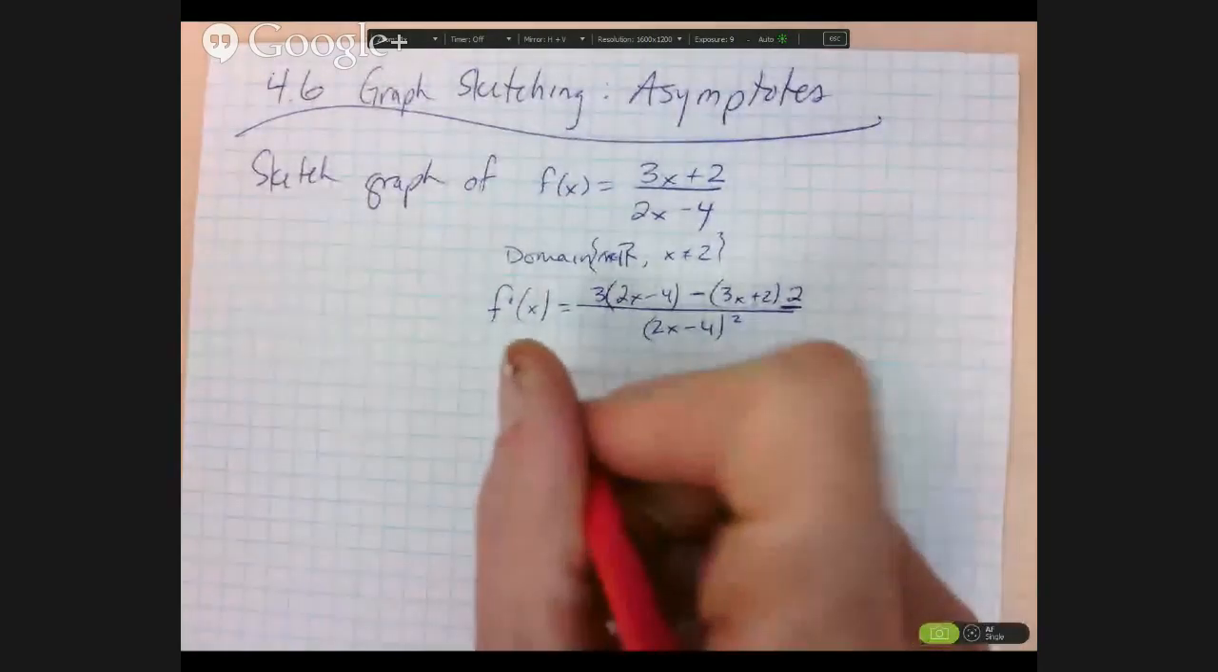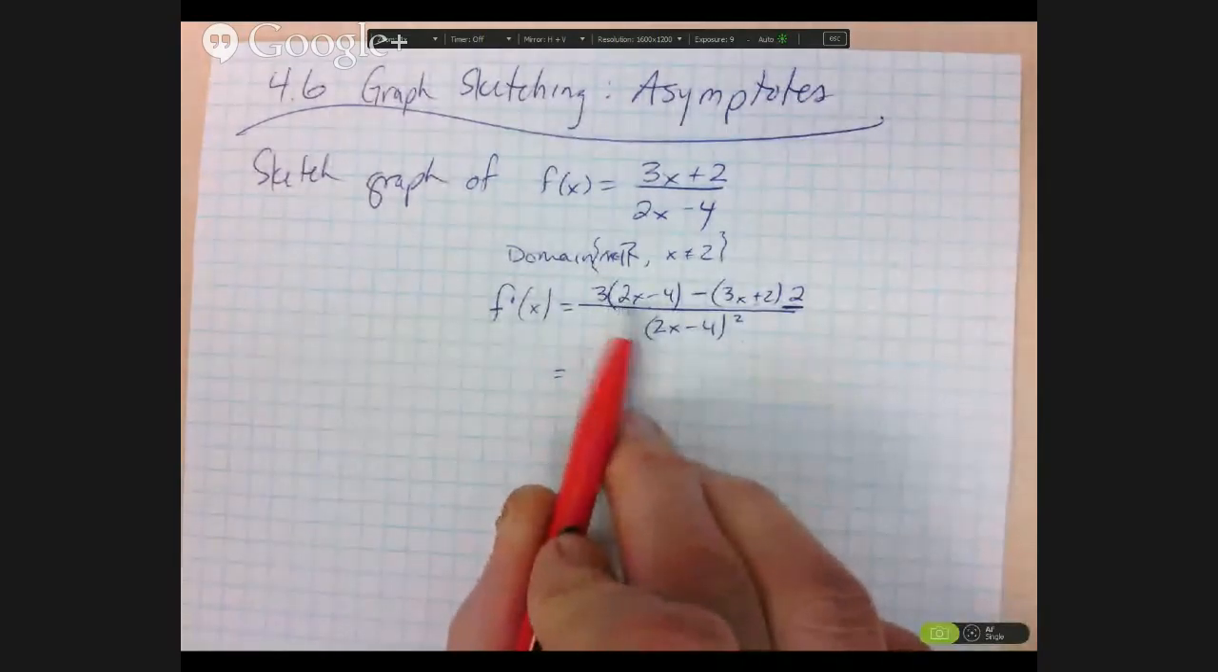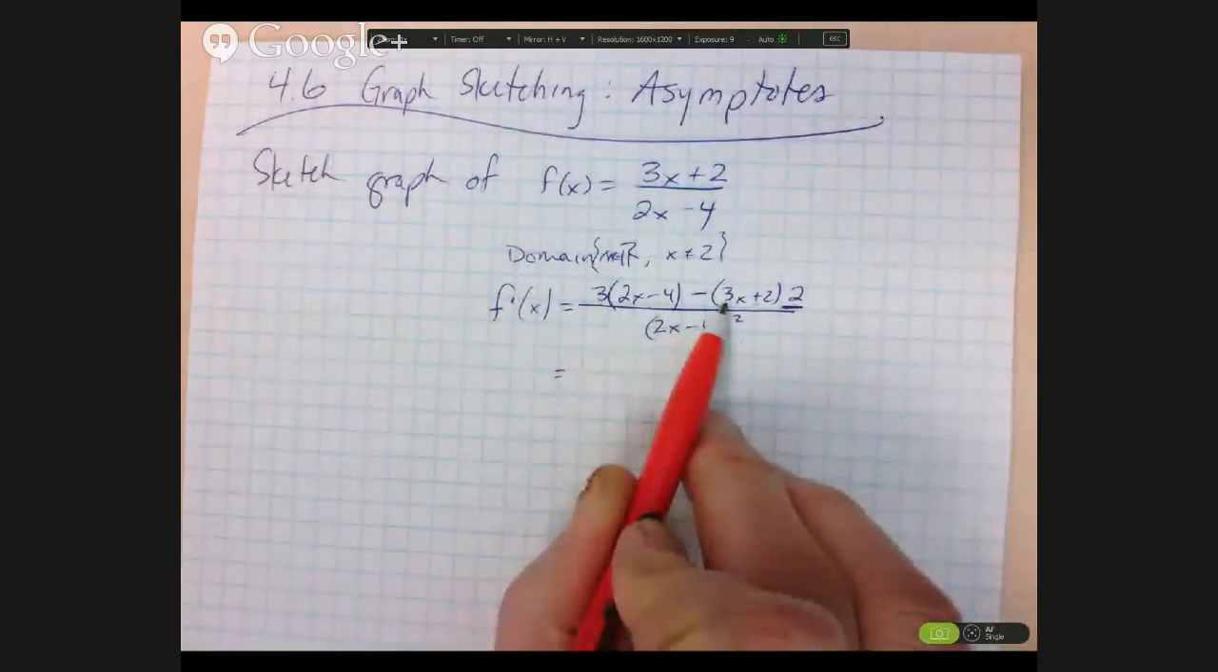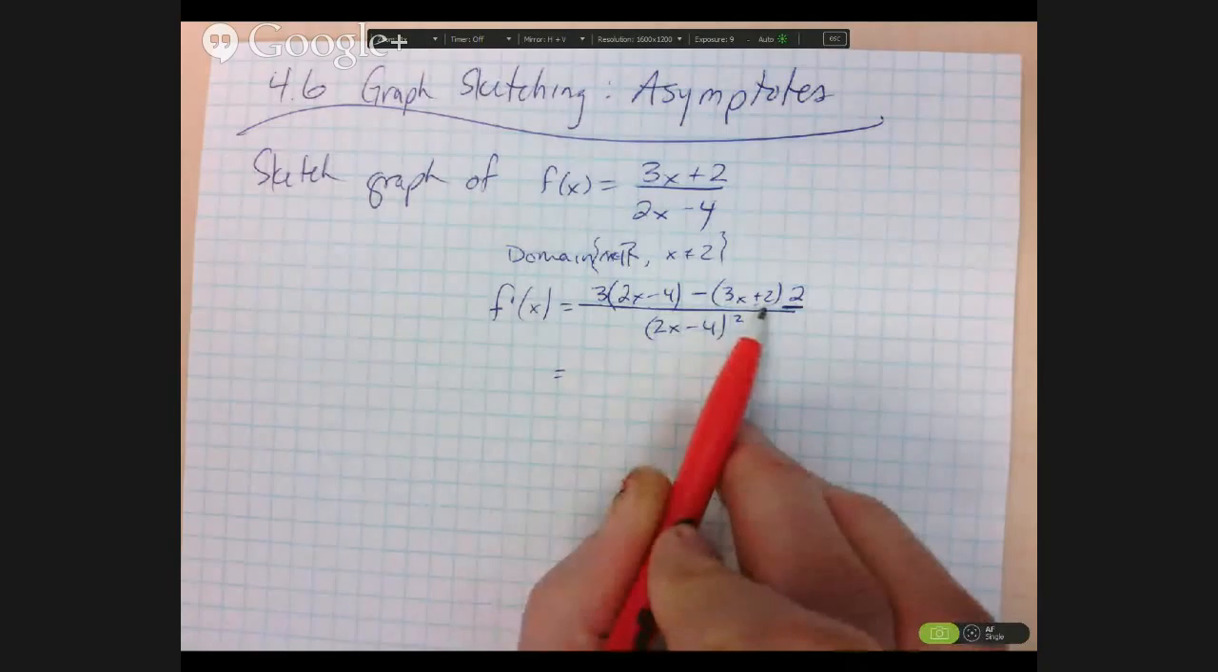Let's simplify that. 6x minus 6x is 0. Negative 12 minus 4.